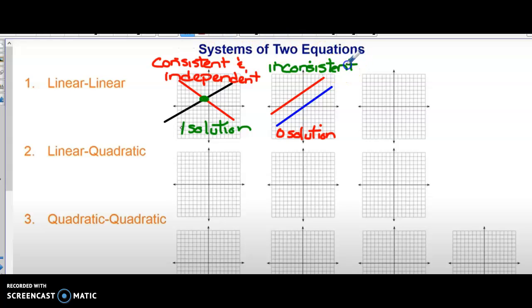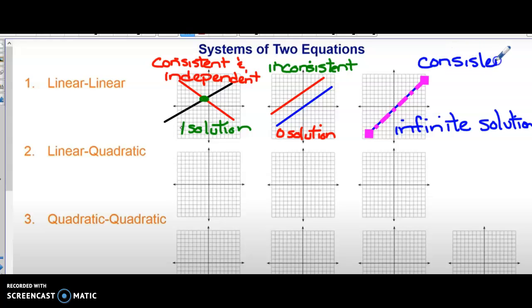And then the last one is an example of, let's say, I have a line here, and then I also have another one that is right on top of it. So that means that when I look at it, I have an infinite number of solutions. Right? And when I have an infinite number of solutions, this is also called consistent. But it's called consistent and dependent because every point in one line is also in the other line. So these are dependent. So infinite number of solutions is dependent. One solution is independent. And no solutions are inconsistent.